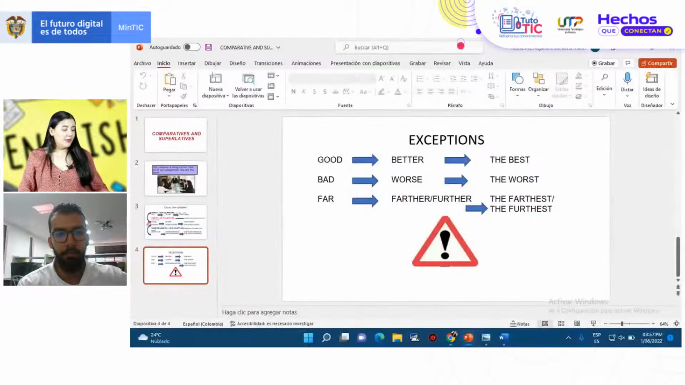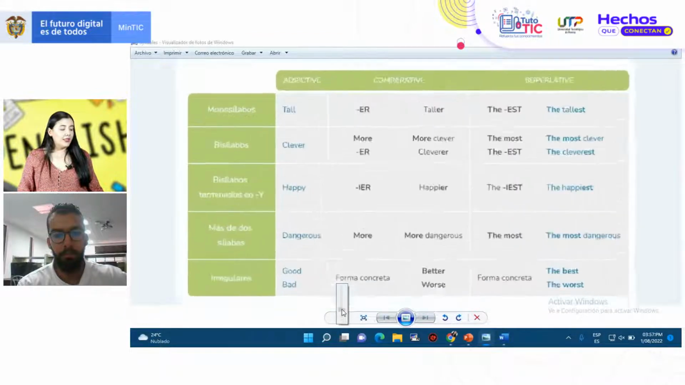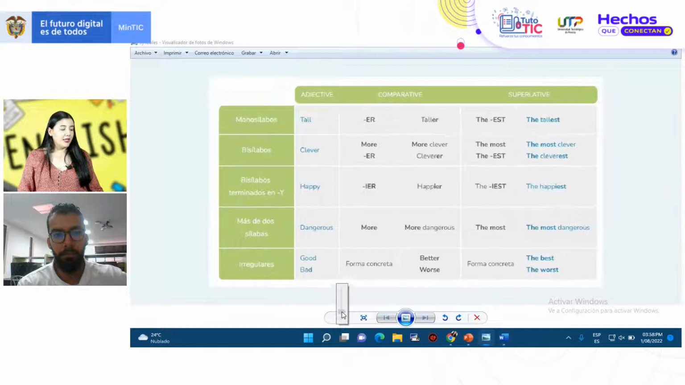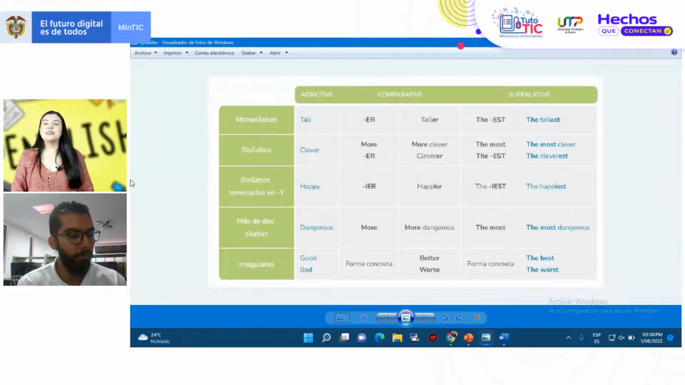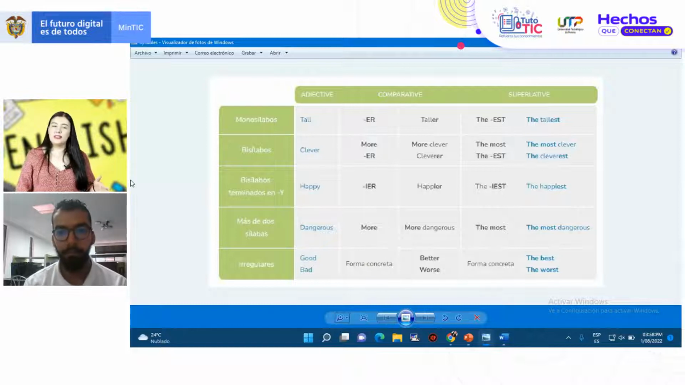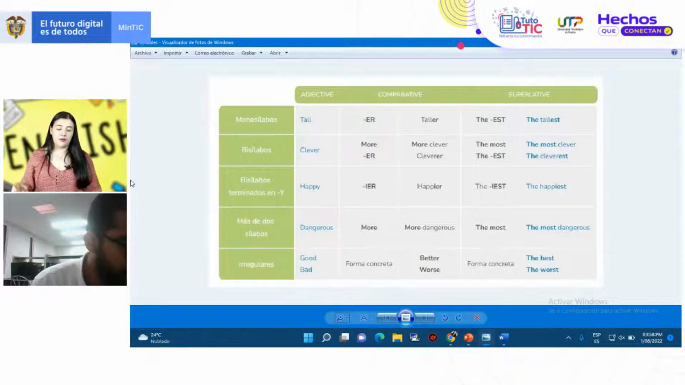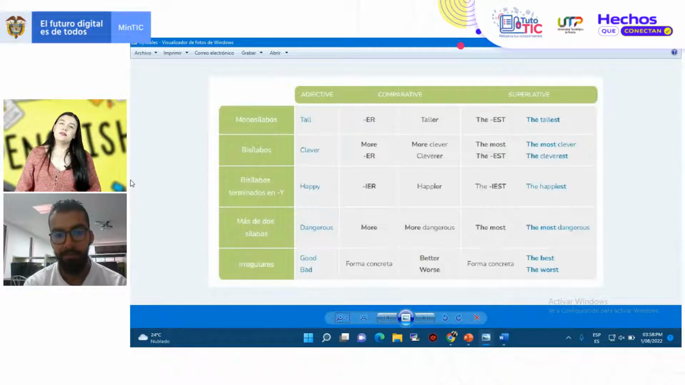Entonces, ¿cómo podríamos memorizar esas reglas? Con un cuadro como este que ustedes pueden hacer en casa. ¿Listo? Este cuadro simplemente tiene las sílabas y las reglas de comparativos y superlativos. Así, de esa manera, esa estrategia les va a servir a ustedes para poderlo recordar. Okay, so what are we going to do now?